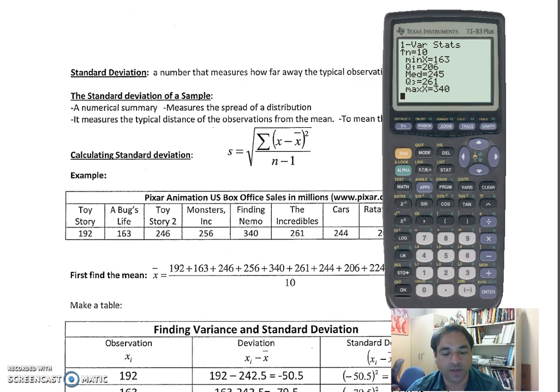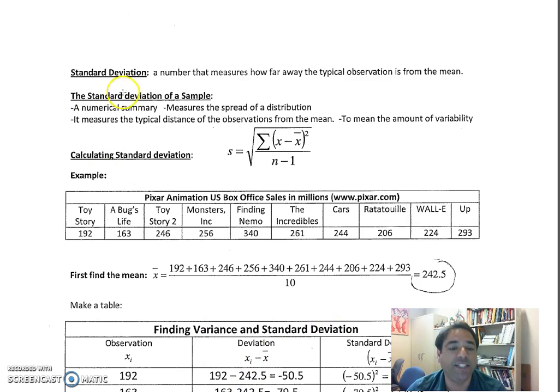Now we're going to learn something called standard deviation. And the standard deviation is a number that measures how far away the typical observation is from the mean. So basically it's the distance from the mean.